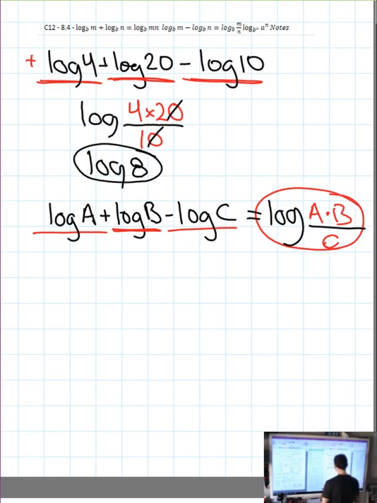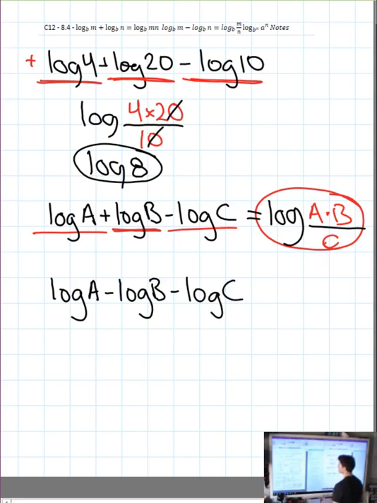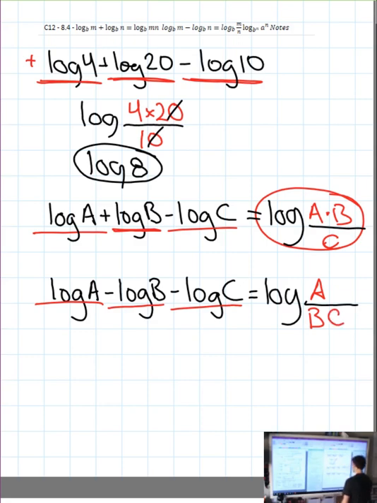So another very similar example, we have log A minus log B minus log C. Well, that is equal to a single logarithm, and I'm going to start off with my over. So log A is positive, so A goes on top. Now log B is negative, so B goes on the bottom, and C is negative, so C goes on the bottom as well. Feel free to take a look at the notes and see all of these examples worked out.